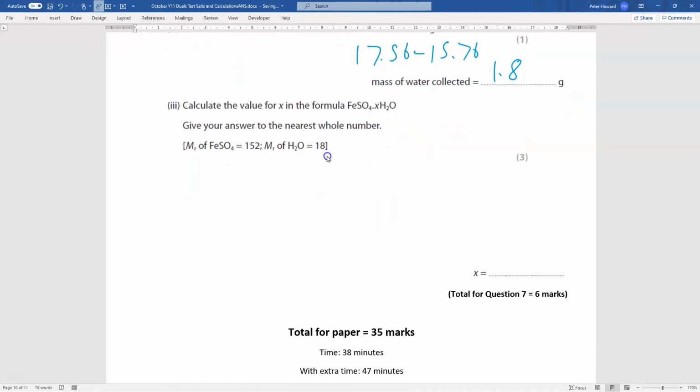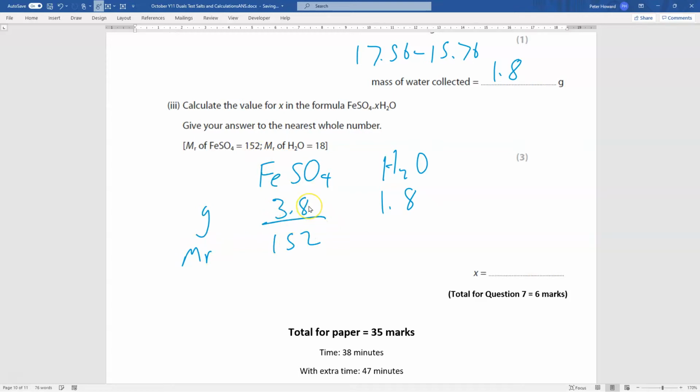This here again, if we think about moles, we could have our two headings. We know in terms of iron sulfate, we've got 3.8 grams. We know for the water, we've got 1.8 grams. We know the mass of 1 mole of iron sulfate is 152. So 3.8 over 152 gives me 0.025. And again, that's moles. Water, 1.8 over the mass of 1 mole of water gives me 0.1.